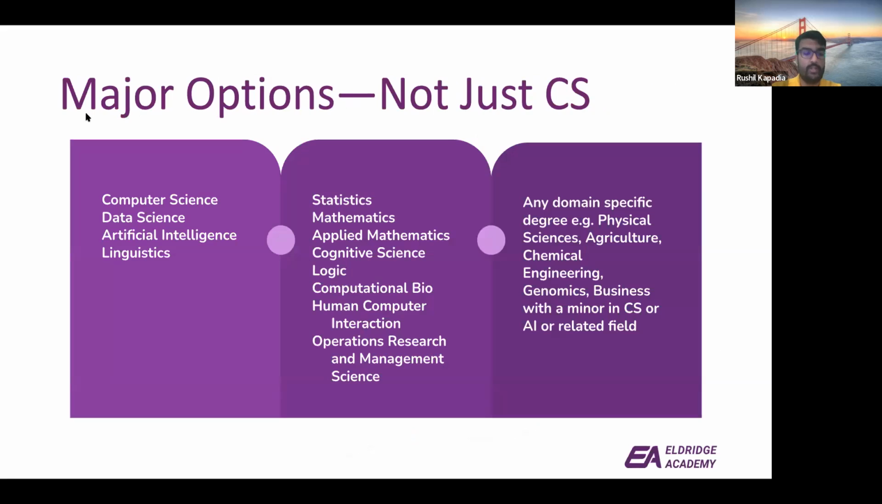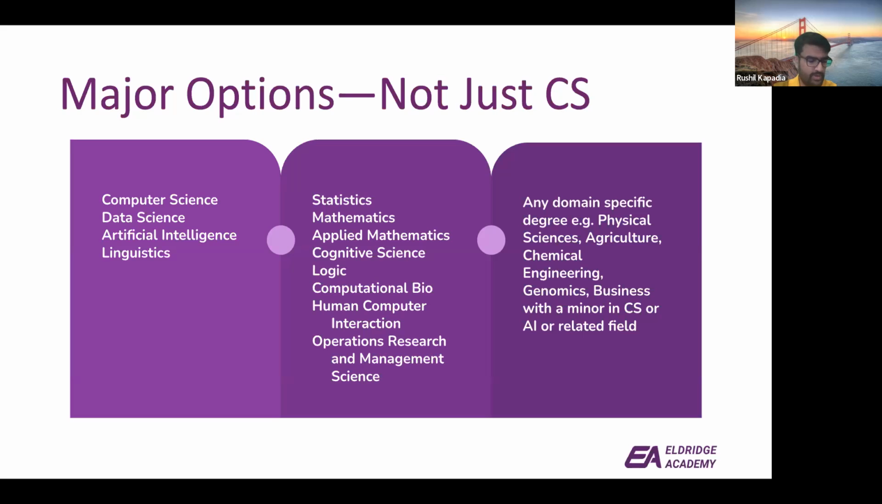So yeah, next we're going to talk about major options. So yeah, not just CS. I've seen a lot of people take all these other fields and also do machine learning. So there's computer science, data science, AI, linguistics. These are all just regular majors that would go to machine learning. Data science is a little bit more data oriented. Artificial intelligence is actually rather new. I think maybe only CMU and a few other schools offer it, but I'm sure more and more schools will go ahead and start offering it.